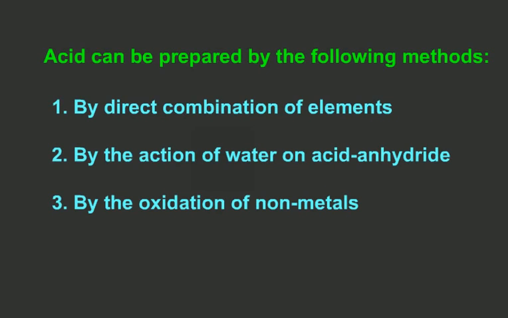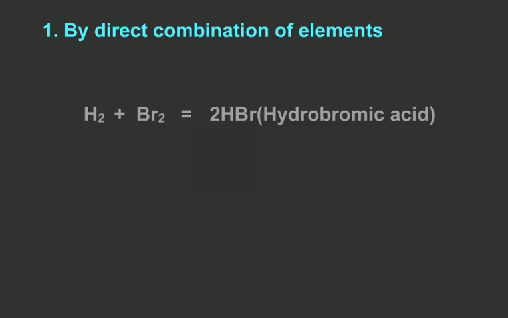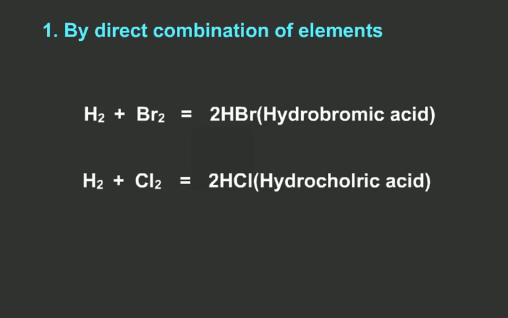Preparation of acids. Acids can be prepared by the following methods. Number 1, by direct combination of elements. For example, H2 plus Br2 gives us 2HBr, that is hydrobromic acid. Similarly, H2 plus Cl2 gives us 2HCl, that is hydrochloric acid.